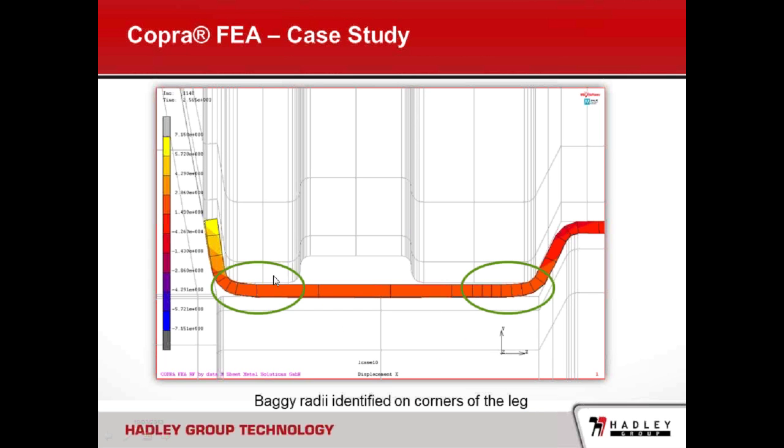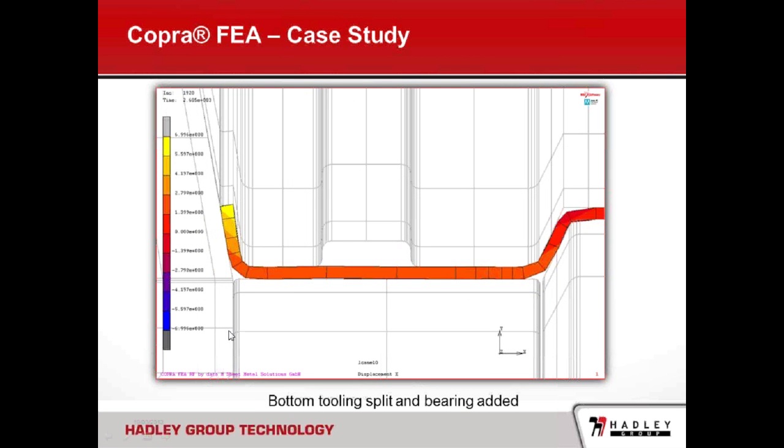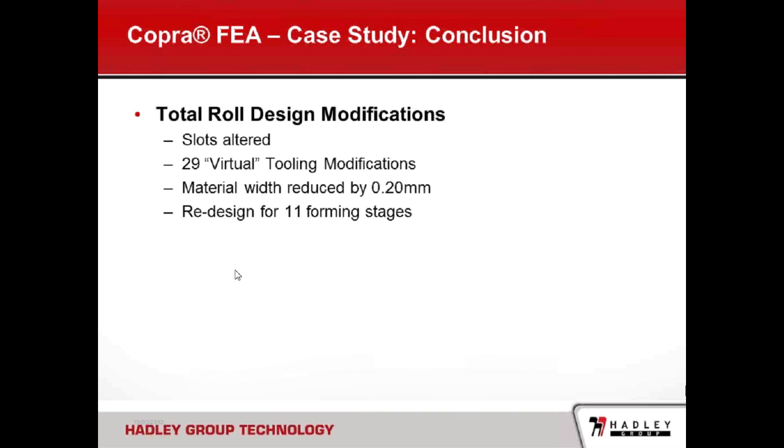Again, another forming issue. The corners of this particular part of the product were not particularly well formed. By identifying this in the simulation, we were able to split the bottom roll into 3 pieces and put the bottom roll on bearings, and so run a much crisper and tighter form.